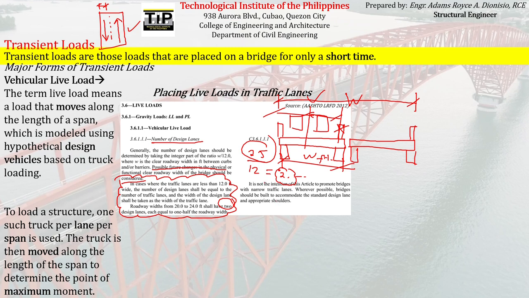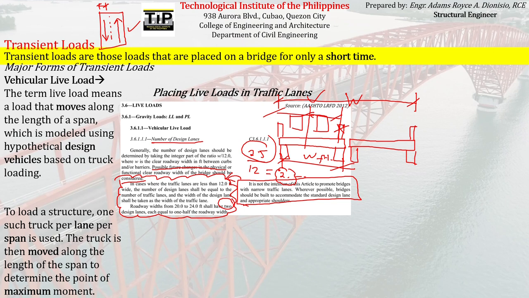So makikita niyo dito sa commentary ng provision na yan, sabi niya dito, it is not the intention of this article to promote bridges with narrow traffic lanes. Wherever possible, bridges should be built to accommodate the standard design lane and appropriate shoulder. So nakikita niyo na naman, nagkaroon lang siya ng comment about this provision. So ganun yung pagbasa niyan, guys.